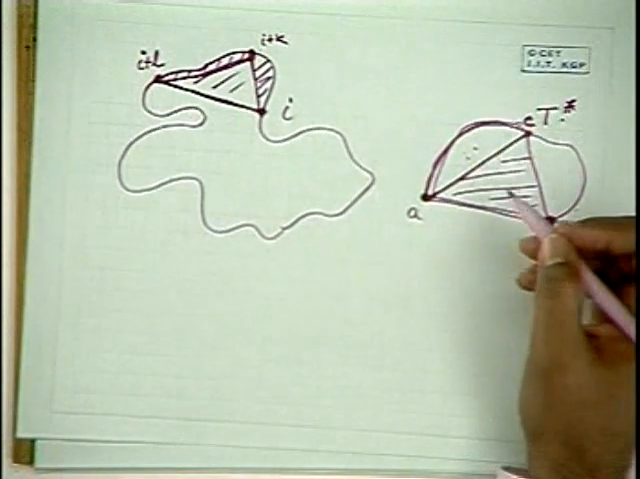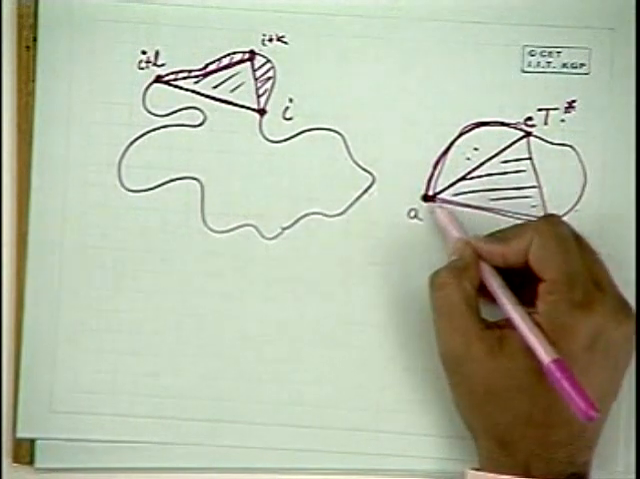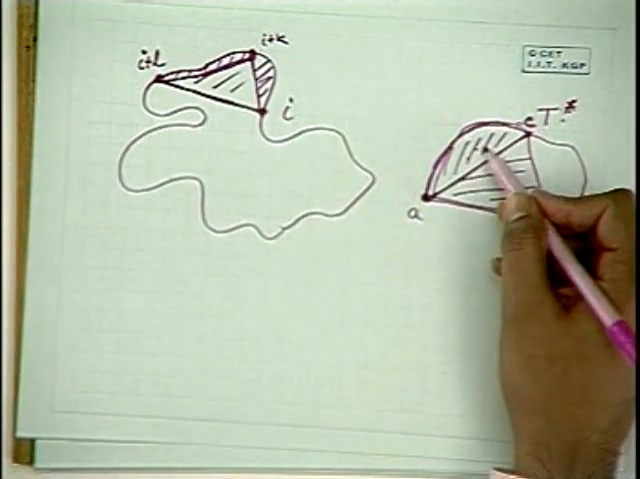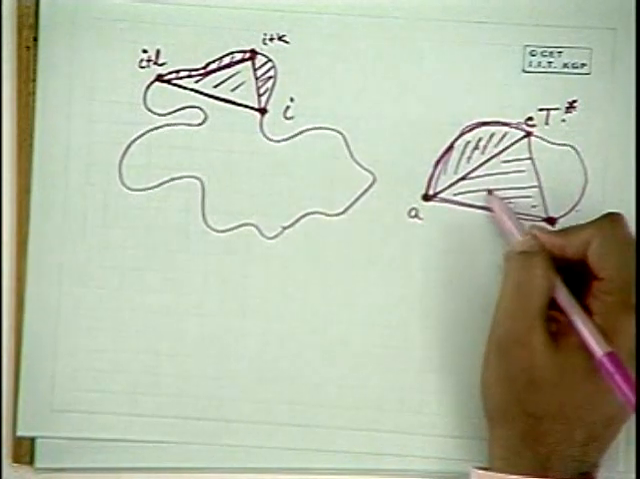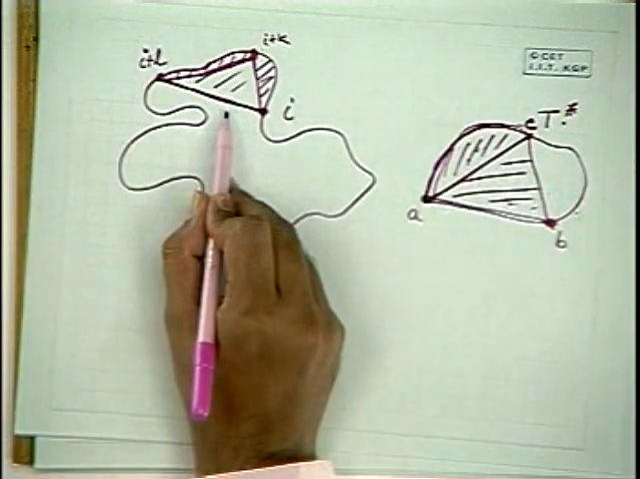Because the claim is very straightforward. Suppose it were not, that means you are claiming that this part has a better triangulation. Then take that better triangulation and add it to the rest of the triangulation, which will be a better triangulation than T star. But you have already taken T star to be the optimal for the original one. There cannot be anything better than T star. So that's the claim I am making here.